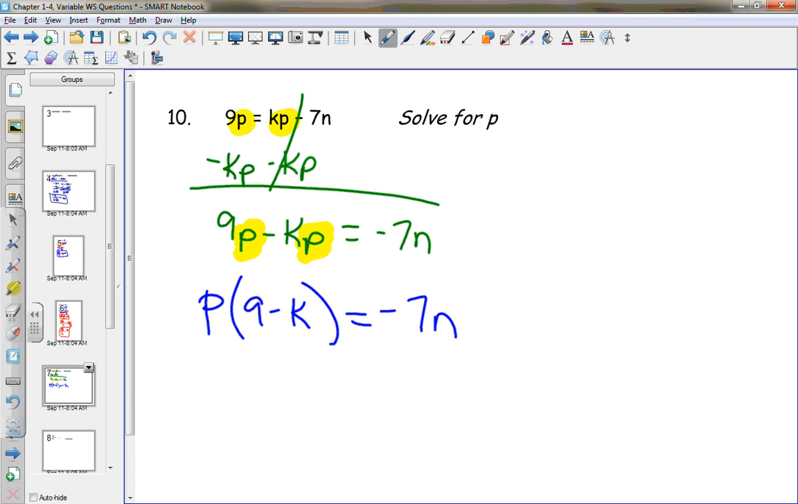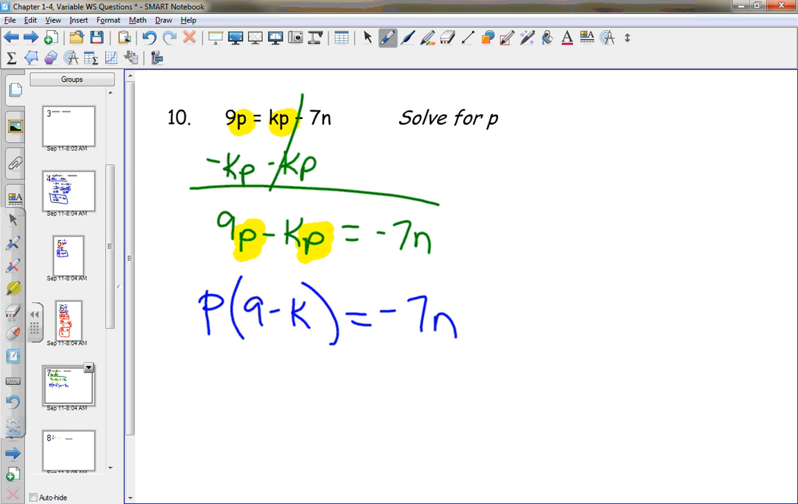Now, here, there's 2 P's there. So what we're going to do is pull out what they both have in common, and what they both have in common is that P. If I pull a P out of this, I'm left with the 9. I drop the 9 down. If I pull a P out of this, I drop a K down. Does that make sense?